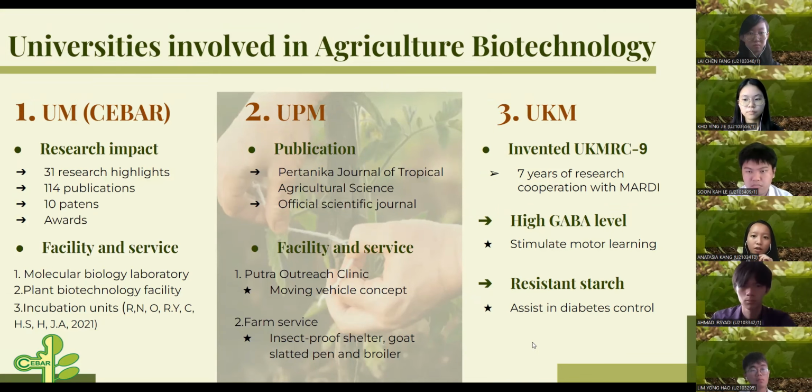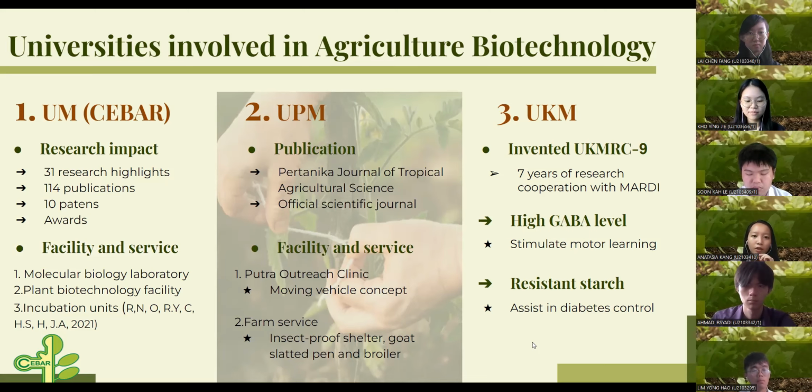In addition, UPM has a moving vehicles concept known as Putra Outreach Clinic with diagnostic equipment and agricultural specialist clinic. Farm services, for instance, insect-proof shelter, goat-slatted pen, broiler and layer poultry coops are also available in UPM.